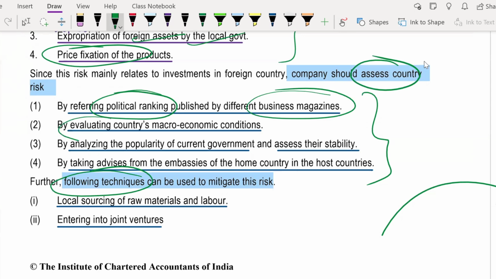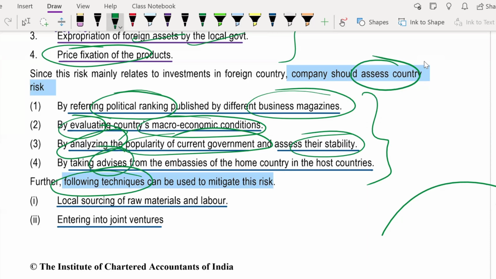Next, you can evaluate the current country's macroeconomic condition: whether the country has rising inflation, whether it is nearing a recession, or whether the government stability is not good there. Analyze the popularity of the current government and how stable they are. Are they too inward-looking, like India, where they always say make in India, grow in India, or are they open to other foreign investors and foreign people too?